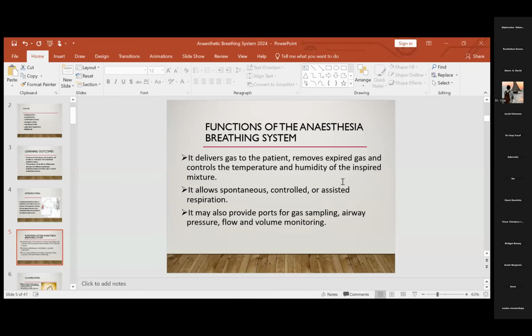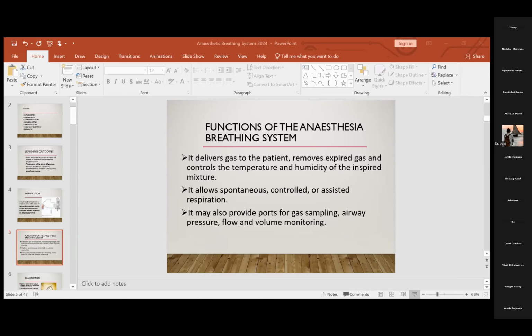Can you see now? Yes, Prof. Did you see the introduction? We are only able to see the introductory part, just the first slide, the breathing circuits. We didn't even see the outline. Now the outline, did you see that? No, it's not showing yet. We are still on the functions of the anesthesia breathing system.